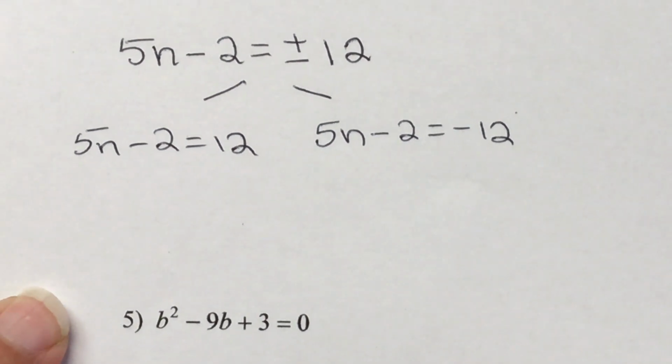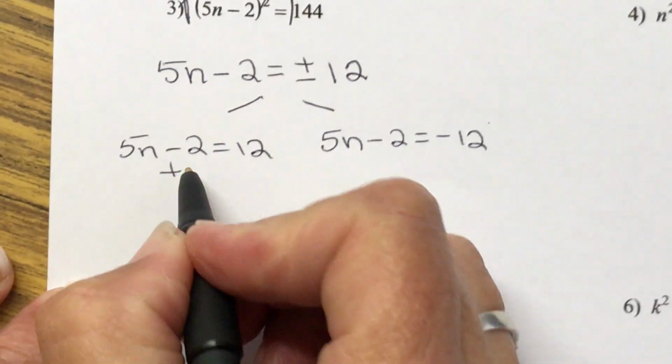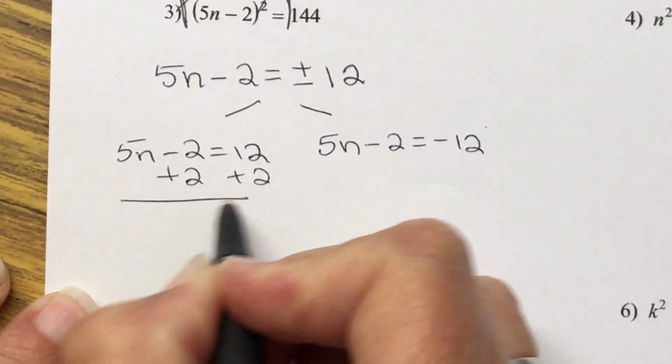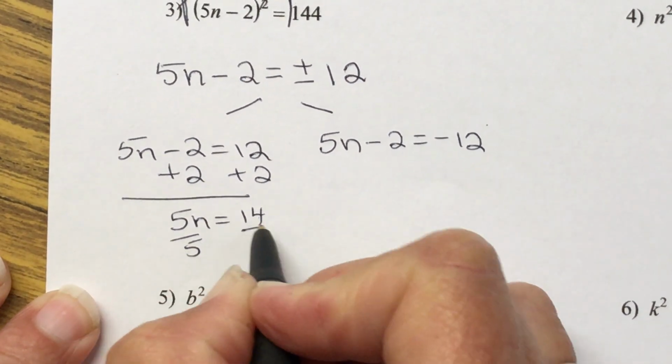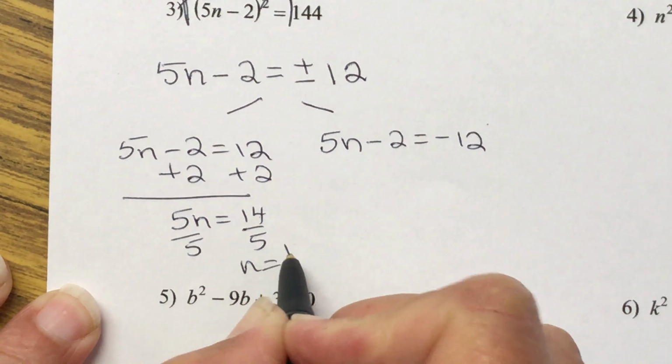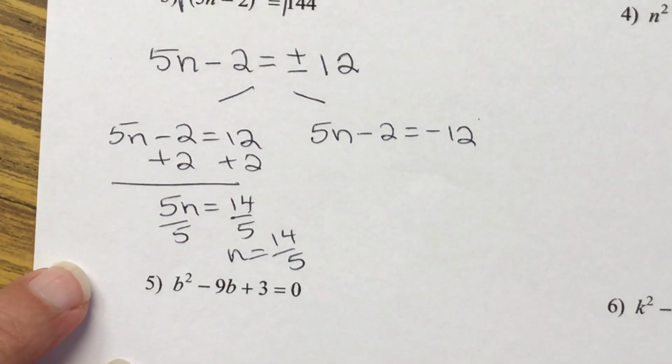And go ahead and give those 2 a little whirl. Go ahead and solve them. So I'm going to add 2 to both sides here. I have 5n equals 14. N equals 14 fifths. You could turn that into a mixed number, but you don't have to. I think that is a great answer to have.